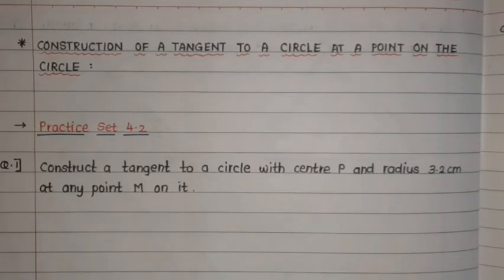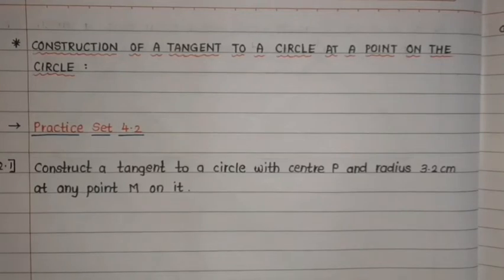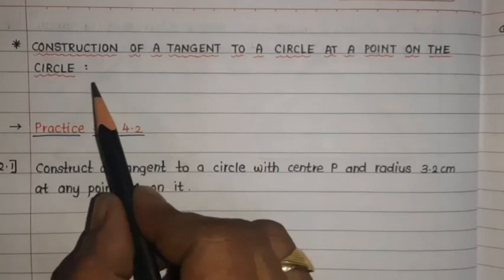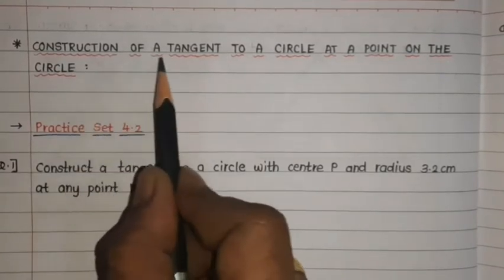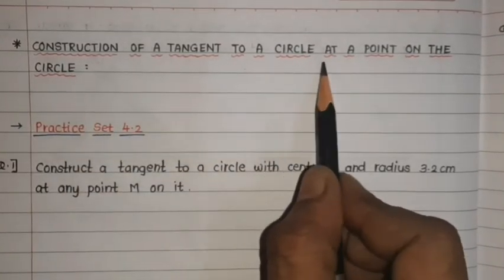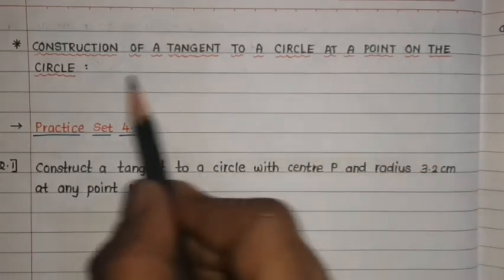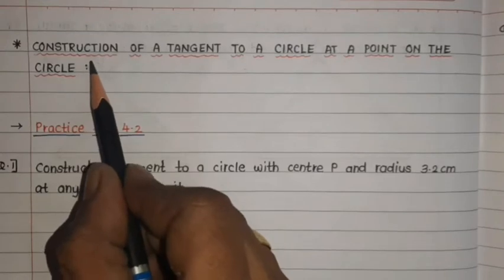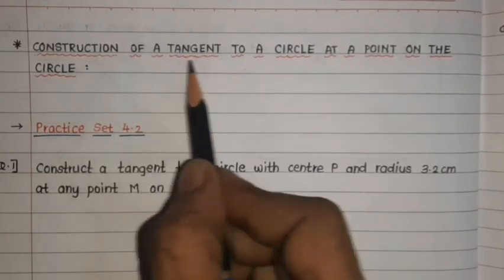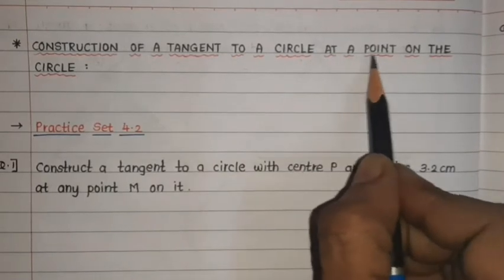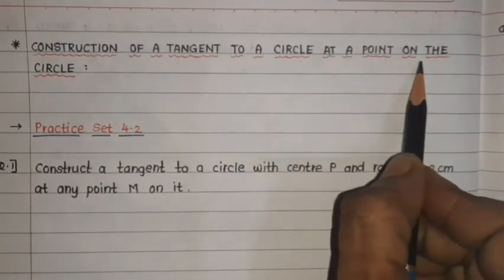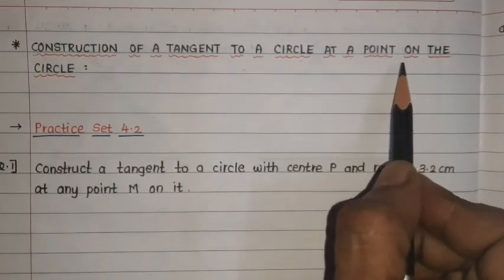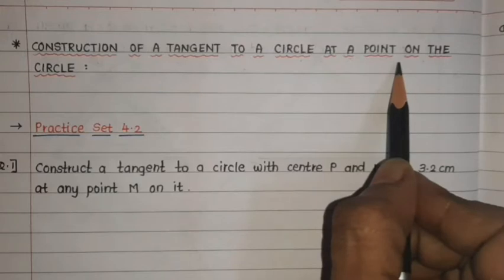Just now I explained to you that there are three types of construction of a tangent. Out of that, we start with the first one: construction of a tangent to a circle at a point on the circle. That means we have to construct a tangent from the point which is on a circle.